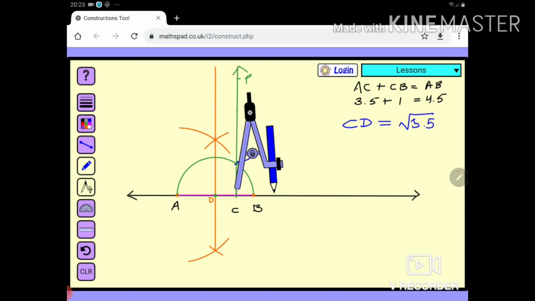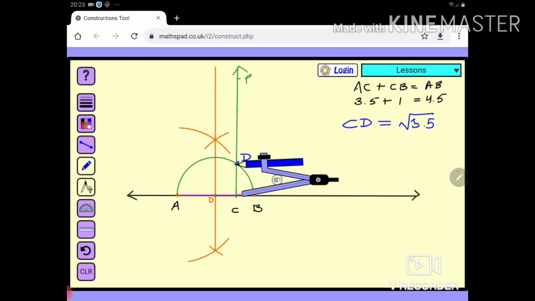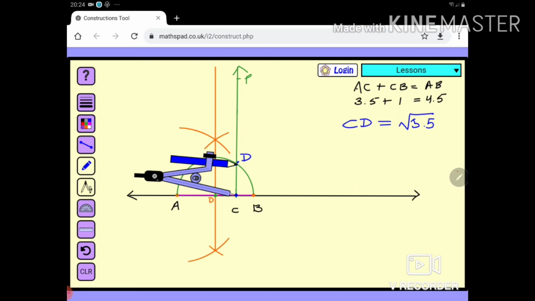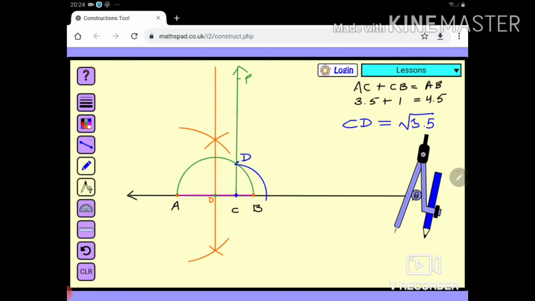Taking the center C and measuring the distance CD, open the compass, measure the distance CD, and then draw one arc, drawing a sector like this, which is intersecting the number line at say point E. Therefore, from C to E, the distance which is marked on the number line will be considered as root 3.5.